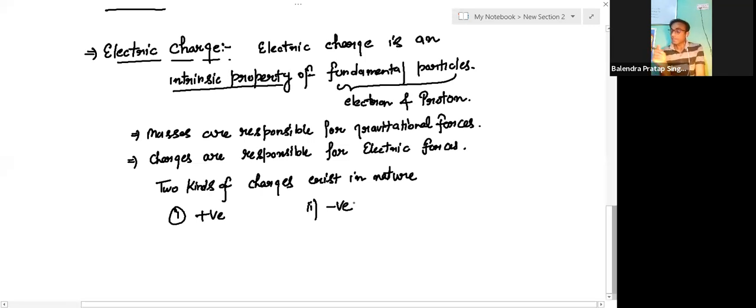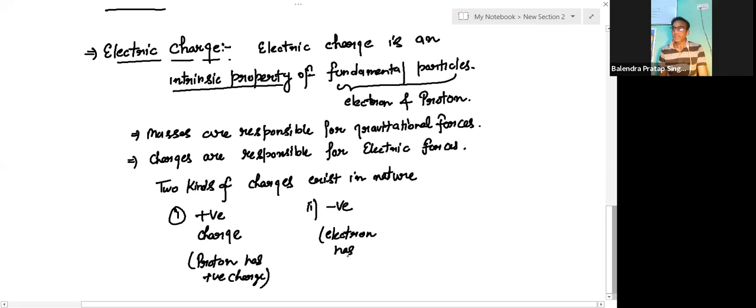Okay, now the example of a positive charge particle. Which one is a positively charged particle? Proton. Proton has positive charge, and electron has negative charge.